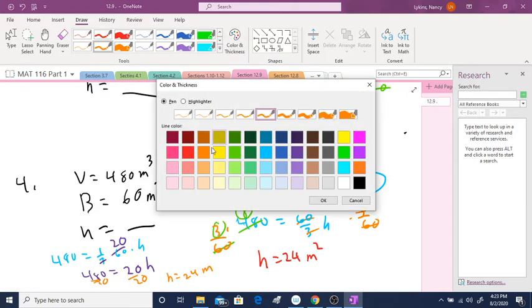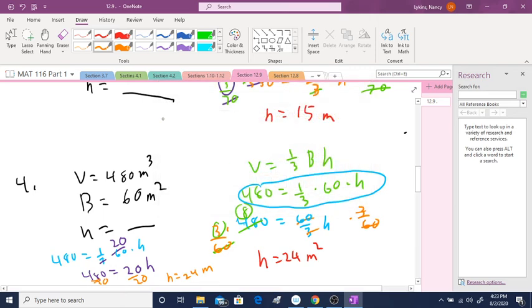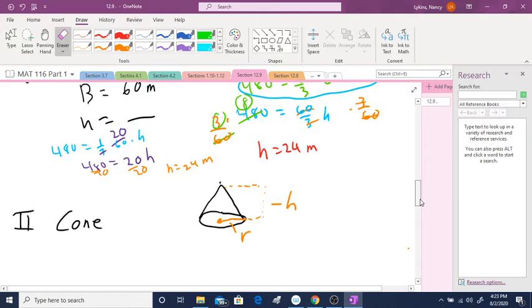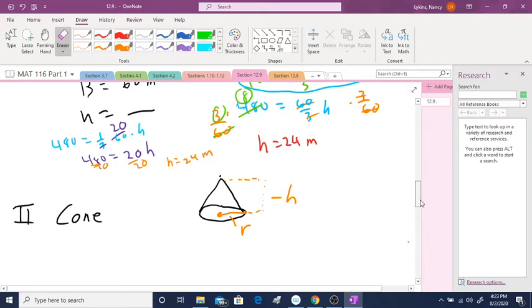That should be meters. That should not be meters squared. So I think I got a little ahead of myself over here. Should be meters. Okay. I hope some of us caught that.